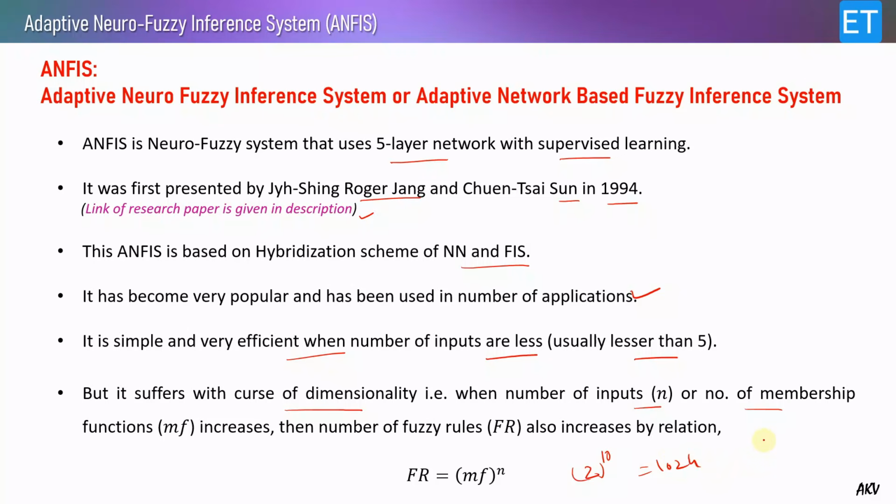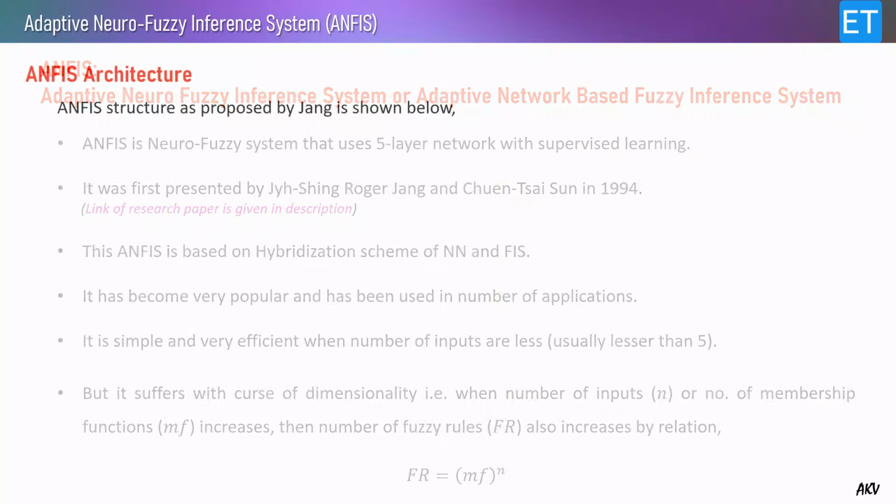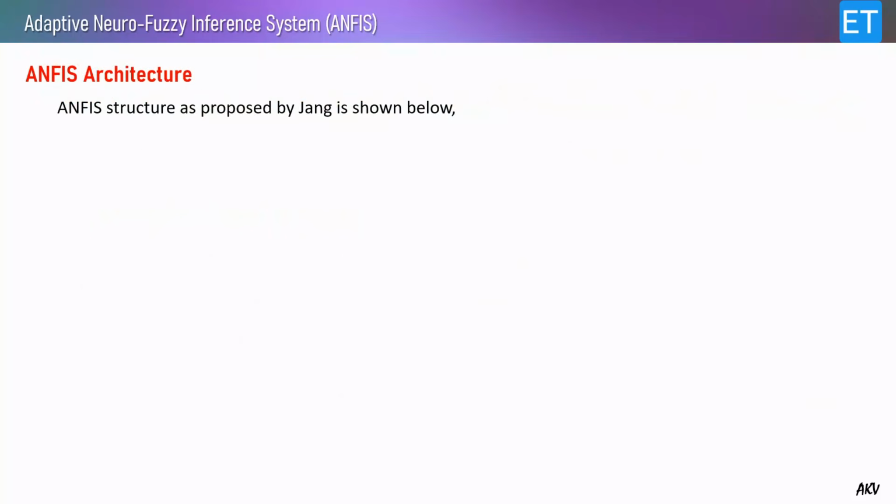Okay, so it demands a huge computational effort. So the computational complexity is the main drawback of the ANFIS when the number of inputs is large. Okay, now let me show you the structure of the ANFIS that was proposed by Zhang.